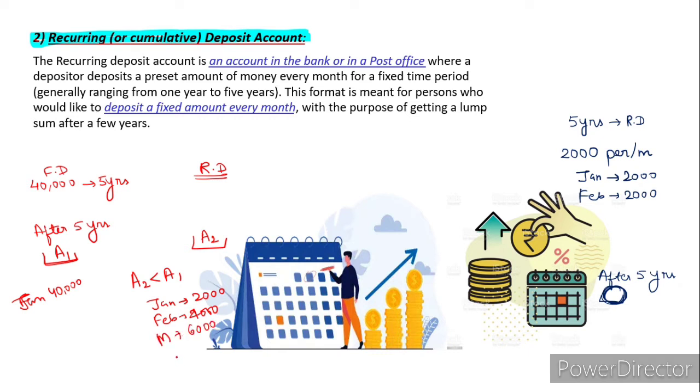सो जो आपका फाइनल अमाउंट बनता है ये लेस होगा as compared to the amount which you get in FD, though interest is same in both the cases.